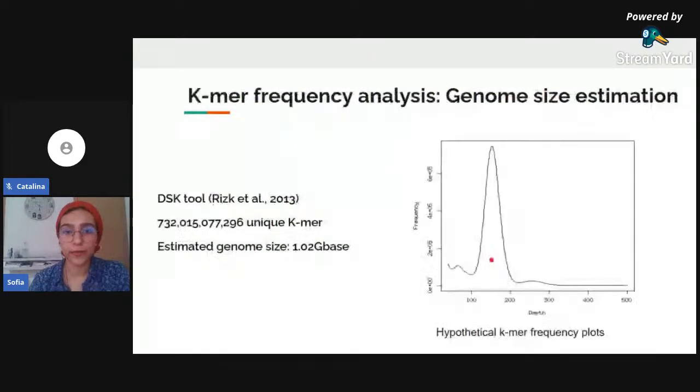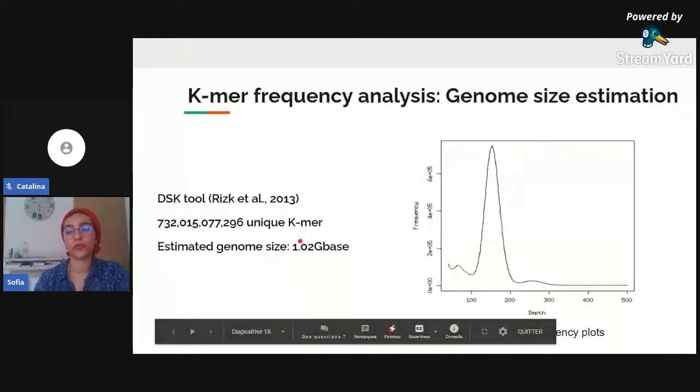Before the assembly, we ran some k-mer frequency analysis to estimate the genome size, using the DSK tool. So here we have the k-mer frequency plot from which we estimated the genome size, which is equal to 1.02 gigabase.